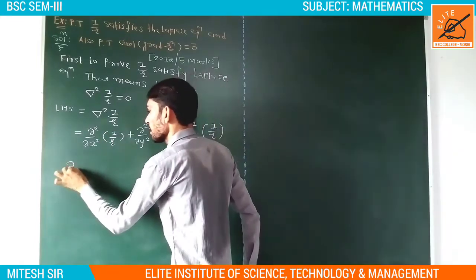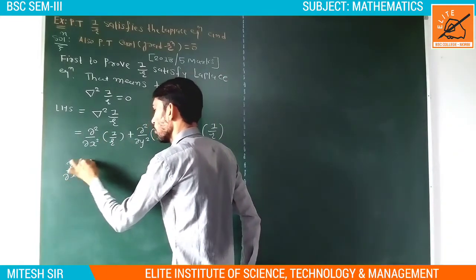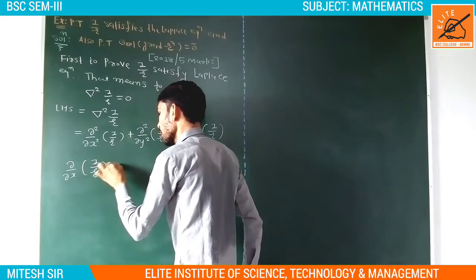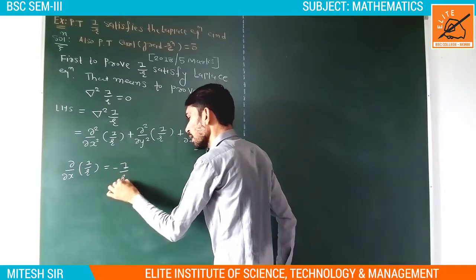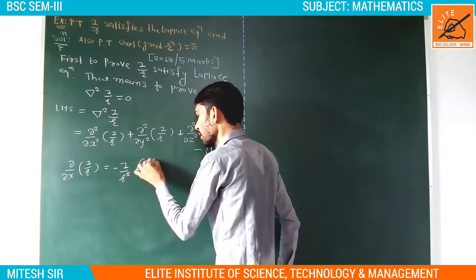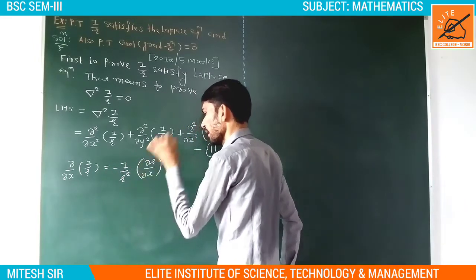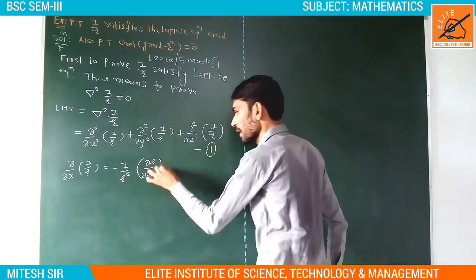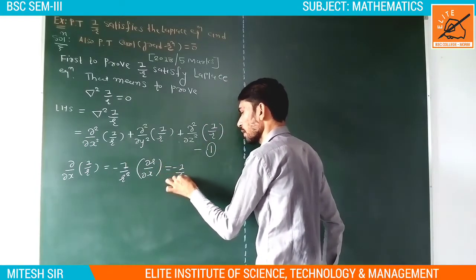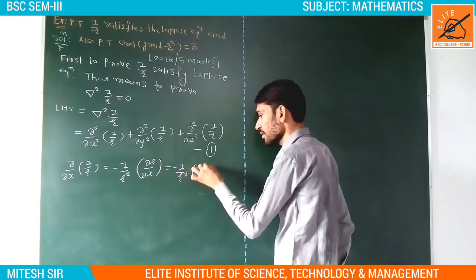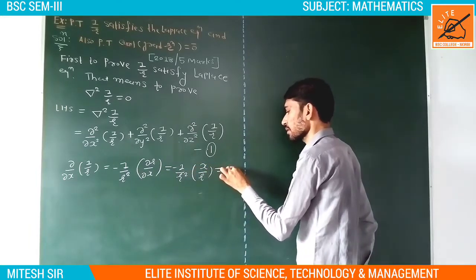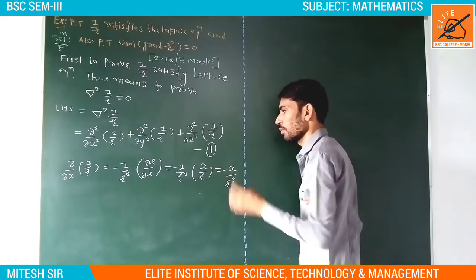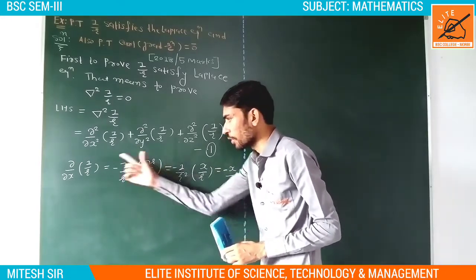First we find the first order derivative, del upon del x of the function 1 upon r. The derivative of 1 upon r is minus 1 upon r square, and next to it we write del r by del x. Now substitute the value of del r by del x. So minus 1 upon r square, and the value of del r by del x is x by r. So the answer is minus x upon r cube. So this is the first order derivative of 1 upon r.